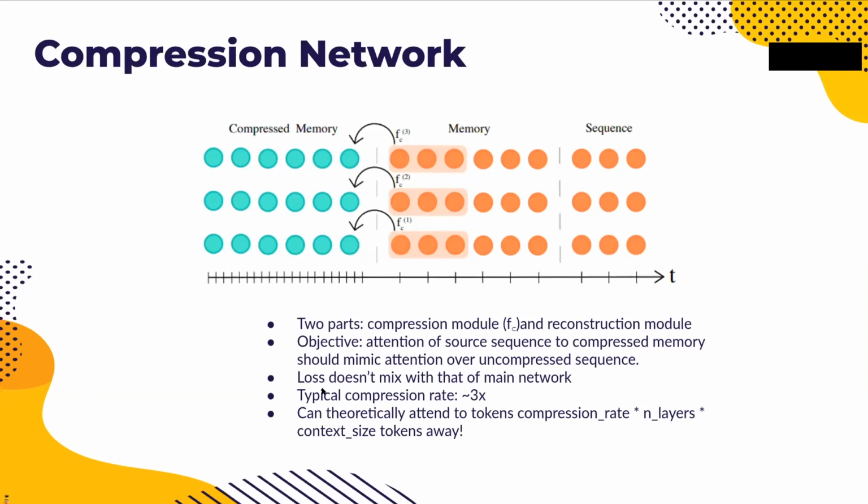And this is more or less trained as a separate network, so the loss doesn't blend with that of the main network. And this secondary loss allows them to achieve better results than some naive heuristics like mean or max pooling over this sequence. And we can theoretically attend to tokens compression rate times n layers times context size tokens away. So we get a factor of compression rate out of this operation over Transformer XL.